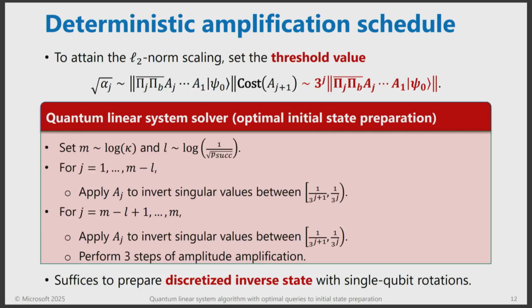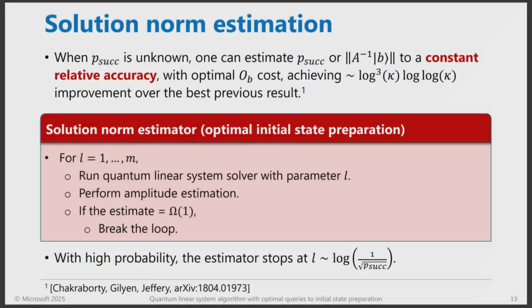Okay, so we have some further ideas on how to reduce the asymptotic scaling or the constant prefactor. Unfortunately, I don't have time to go into all the details, but I definitely encourage you to check out the technical version of the paper. This deterministic amplification schedule depends on the availability of the solution norm. If we don't have the solution norm, then we can estimate it by turning the VTAA into a solution norm estimator. Again, this is a deterministic amplification schedule, so it's simplified over previous constructions. And the goal would be to get a constant relative accuracy for the solution norm.